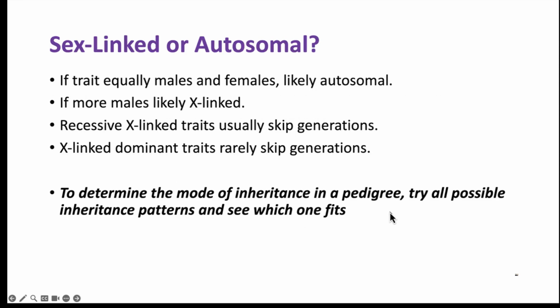Okay, the very last thing: how do we know if it's sex-linked or autosomal? If traits are equally male and female, it's likely autosomal. If there are more males, it's likely X-linked. Recessive X-linked usually skips generations. Also, we see recessive autosomal often skips generations as well. X-linked dominant traits rarely skip generations. The best thing you can do is test each of them to determine the mode of inheritance. Try all inheritance patterns and see which one fits.